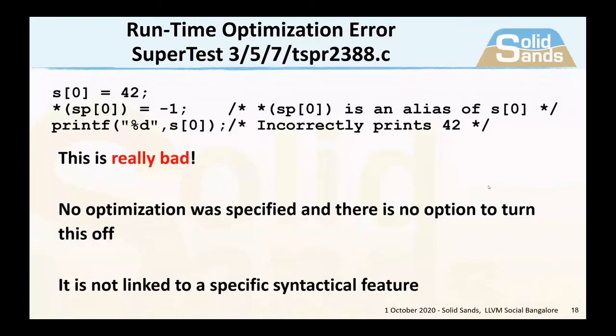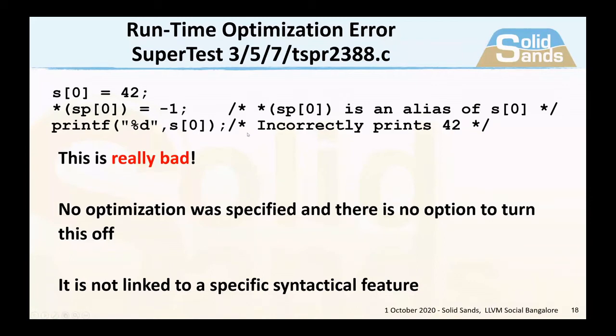And finally, this is an example of a really bad runtime error. That is one we found in an embedded compiler of one of our customers. What happened here was we have an array S for which we set the first value to 42. Then there's SP, which is an alias of S. So if we set SP[0] to -1, we would expect that S[0] will also be set to -1. Instead, when we evaluate S[0] after doing this, it still returns 42.